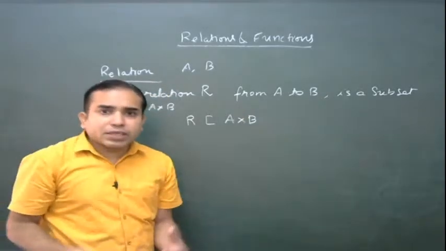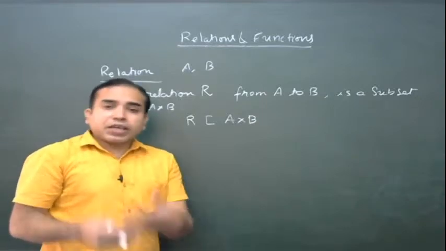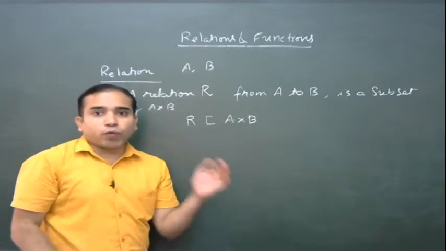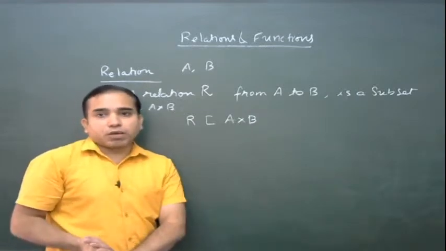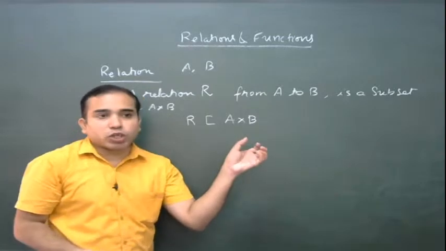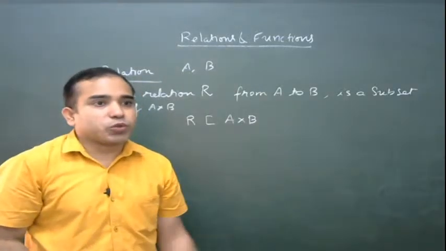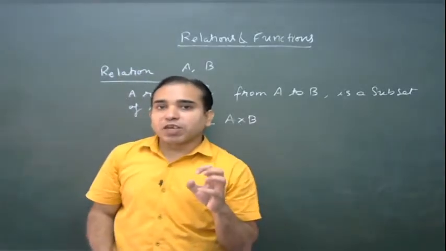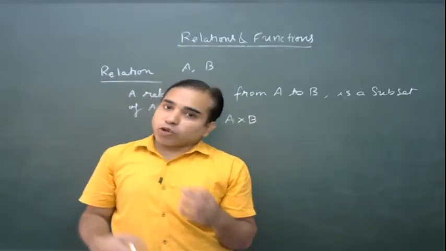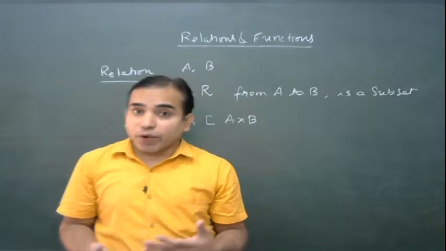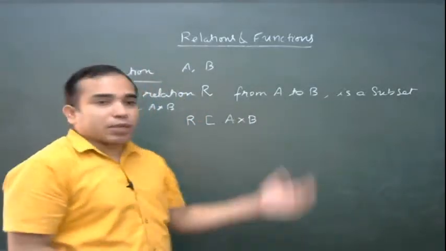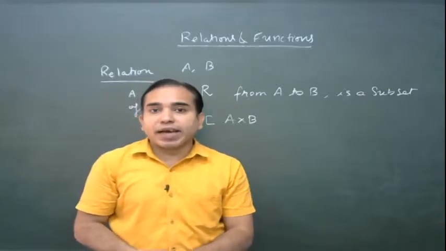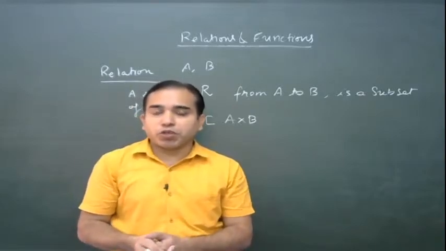Whatever subset there is of A cross B, that will be some relation from A to B. The smallest possible subset of A cross B is phi. Edwin Joseph, you have written correct. Yes. The smallest subset of A cross B is phi, that also is a relation from A to B called the null relation, and the biggest subset of A cross B is A cross B itself, and that is called the universal relation from A to B.